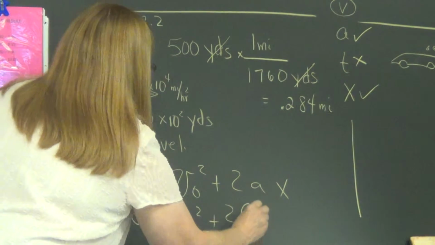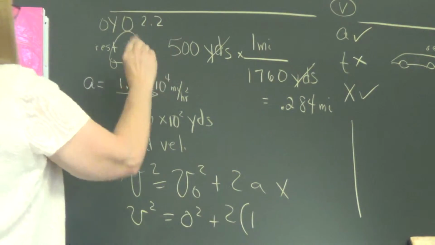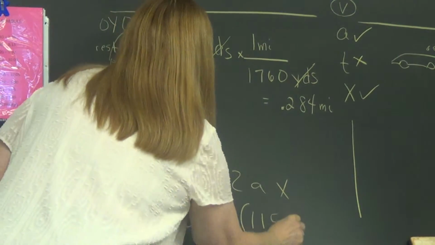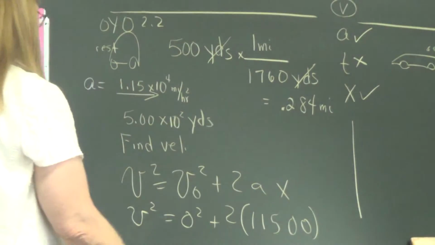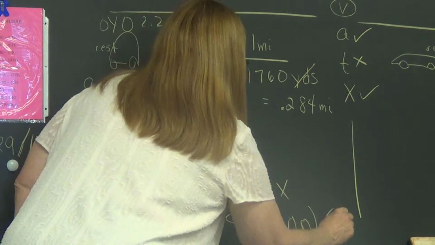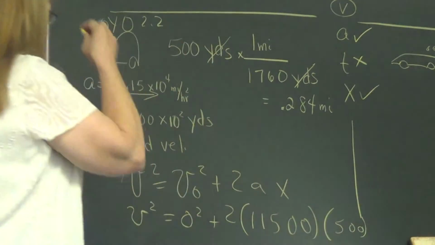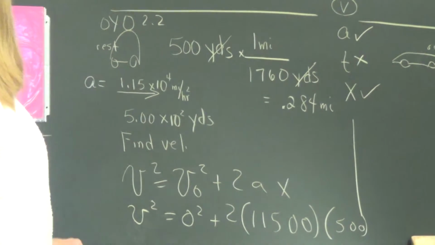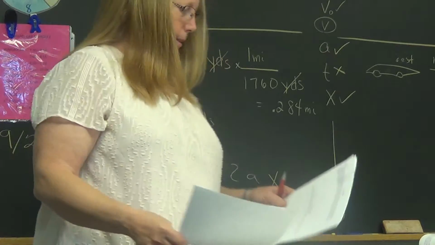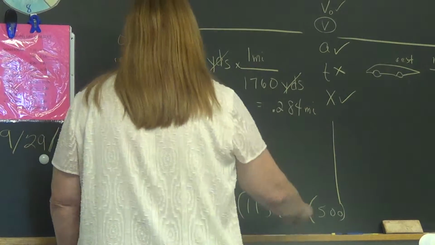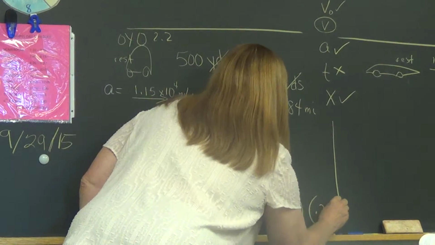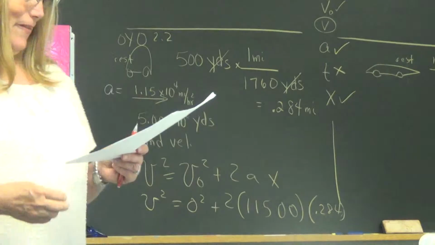The acceleration, I'm going to just move my decimal over, 11,500, and that is 2 times that, and x was 500 yards. I can go back there and grab sig figs. So when I put that all in, I got a number, and I took the square root of it. Well, you can convert it yards to miles, right? Oh yeah, did I not grab that number? Sorry, 0.284. Thank you. I think I did do it that way the first time.